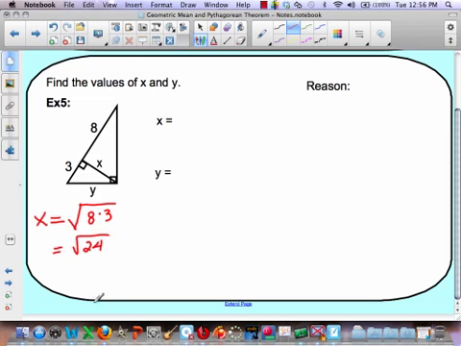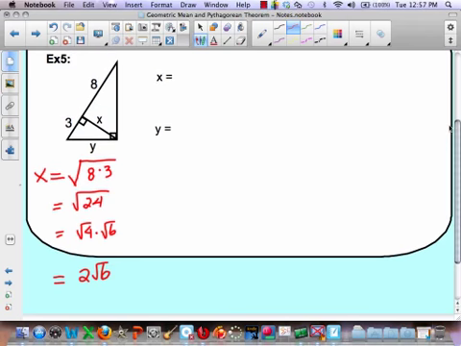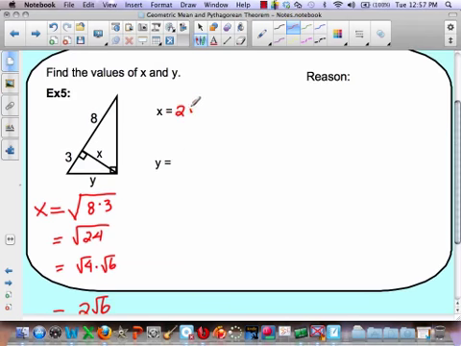Can the square root of 24 be broken down? To what? So root 4 times root 6. And what's the square root of 4? 2. Right, times root 6. And can the square root of 6 be broken down? Now 2 and 3, are either of those perfect squares? So we're done. We just found the value of x. It's 2 radical 6.